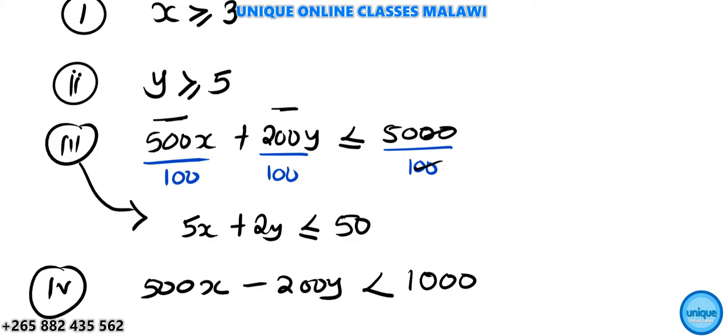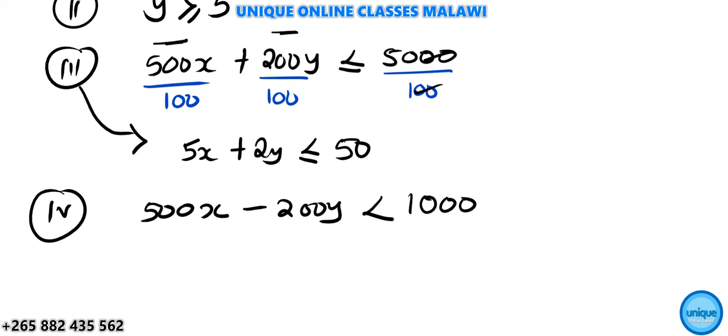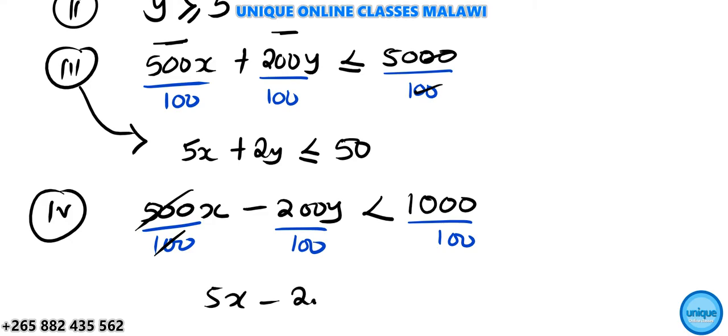Another inequality which can be simplified by dividing both sides by 100. We are going to remain with 5x minus 2y less than 10. So that's our inequality number 4.